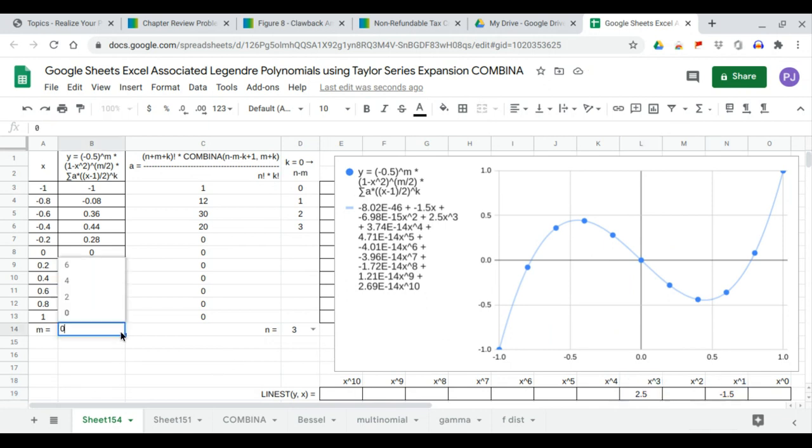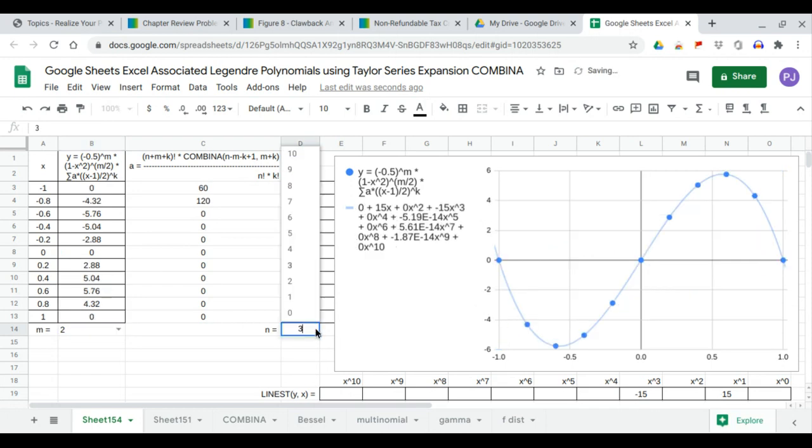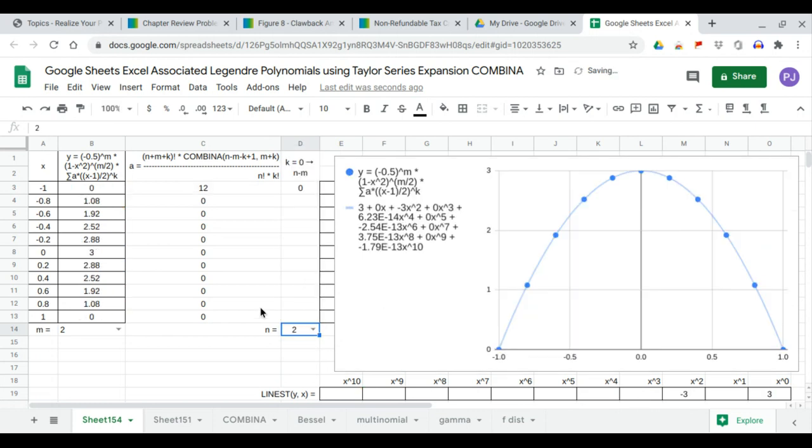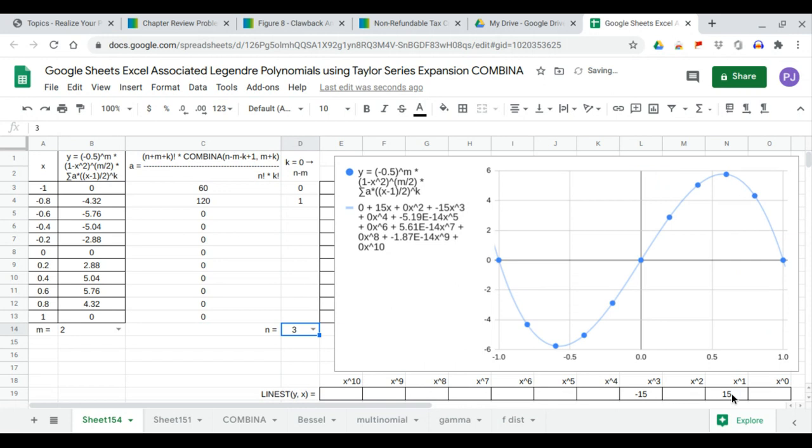Now we go to m equals 2. So start from n equals 1. No, there's no data. We'll start at n equals 2, same number. So our polynomial will be 3 minus 3x squared. N equals 3. Our polynomial will be 15x minus 15x cubed.